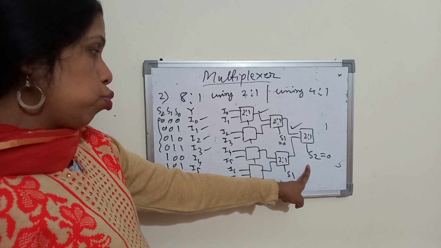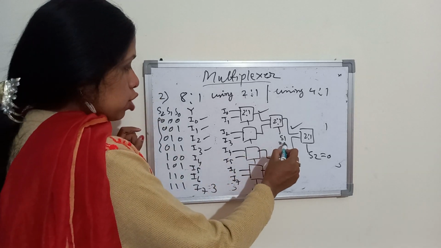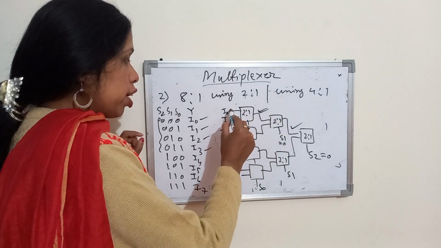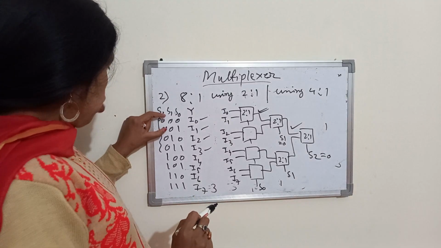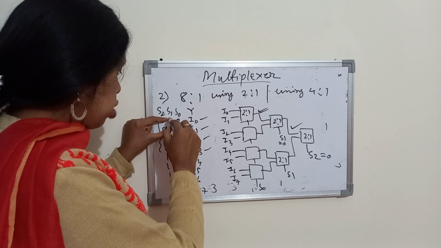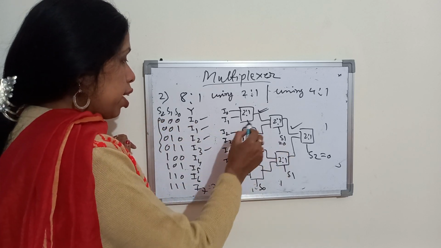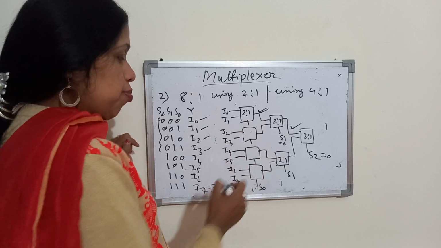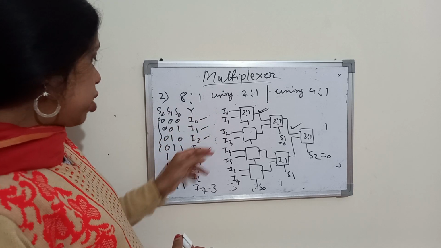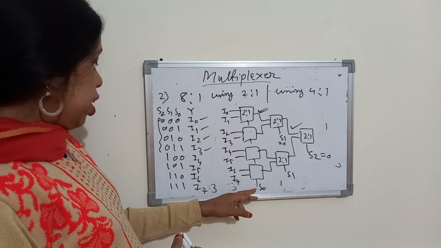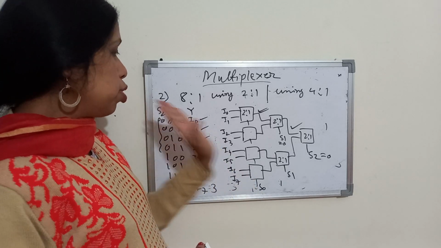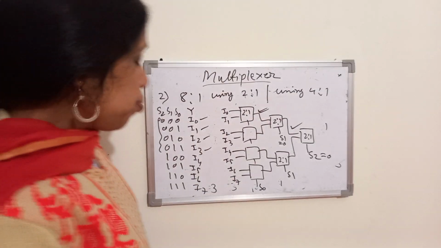That's why I have to put S2 here. Now if we put S1 here, S1 is 0, so this upper select line will be selected. From the upper select line, these 2 will come here. That means when the value is 0 0, I0 and I1 will come. That's why I'm putting S1 here, and S0 will be here only. 0 0 1 I0 I1, 0 1 I2 I3, 0 1 I4 I5, again 0 1 I6 I7. So LSB is put on the left hand side, MSB is put on the right hand side.